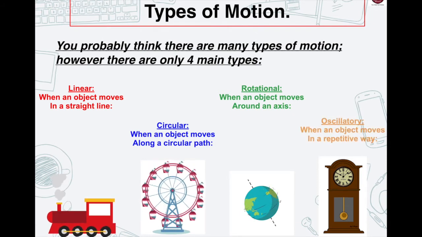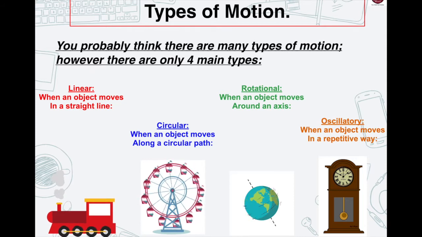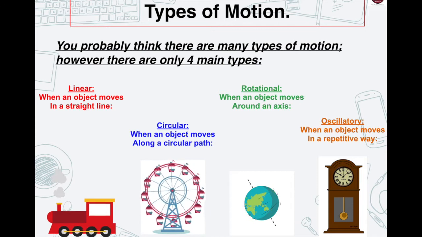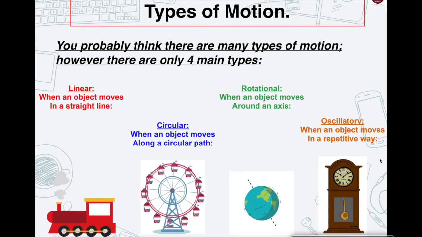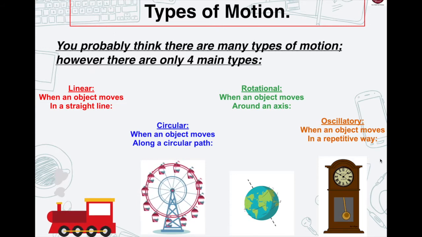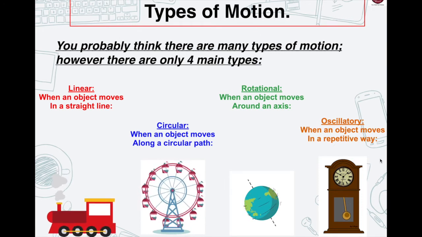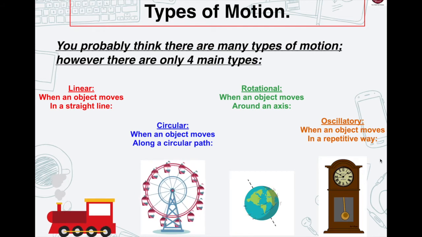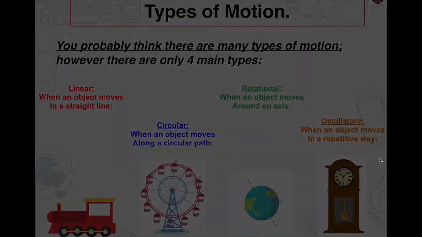And finally, we have oscillatory. This one's a bit more complicated, but basically it's when an object moves in a repetitive way, just like the pendulum on a clock. If you see a pendulum moving backwards and forwards, it is oscillatory. Oscillatory motion is very common in car engines. If you know anything about how a car engine works, then that's a lot of oscillatory motion. So those are the four types.